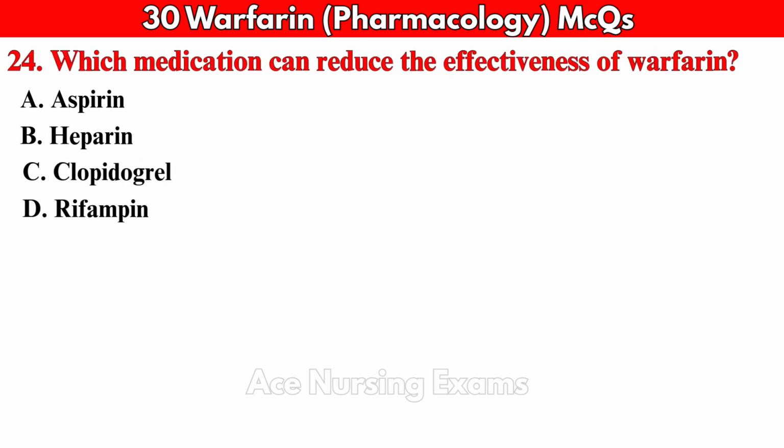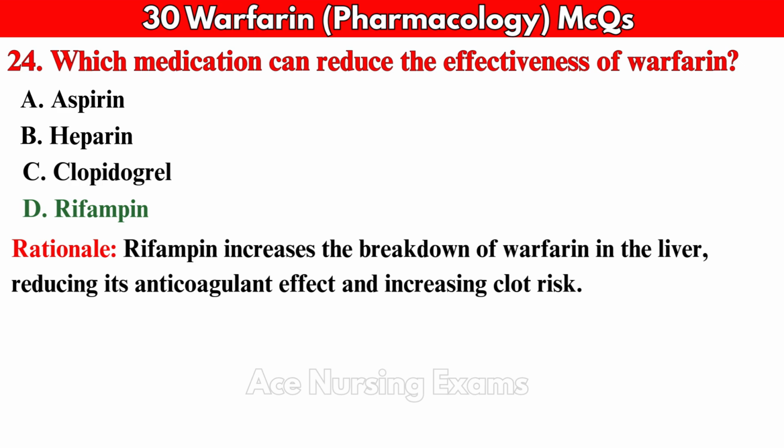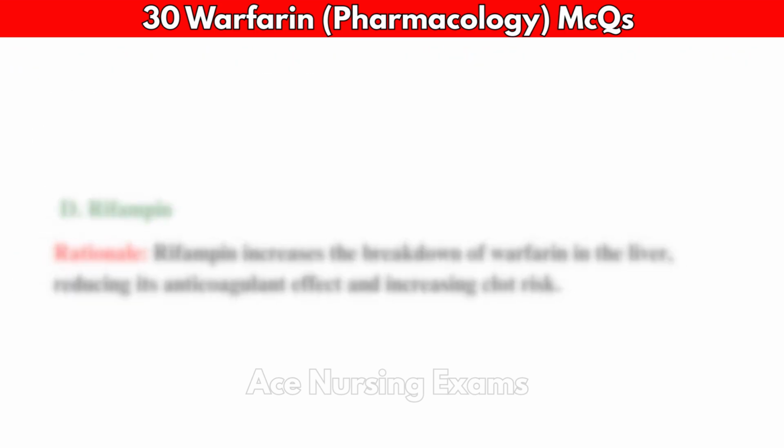Which medication can reduce the effectiveness of warfarin? A. Aspirin. B. Heparin. C. Clopidogrel. Or D. Rifampin. Correct answer is D. Rifampin. Rifampin increases the breakdown of warfarin in the liver, reducing its anticoagulant effect and increasing clot risk.